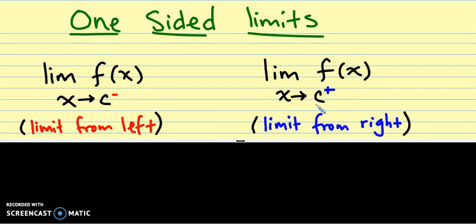Notice that the minus and the plus sign are superscripts. They're in the position where an exponent would be. Go ahead and pause the video and copy this down. Now, understanding these one-sided limits is very important because this plays a huge role when finding limits.